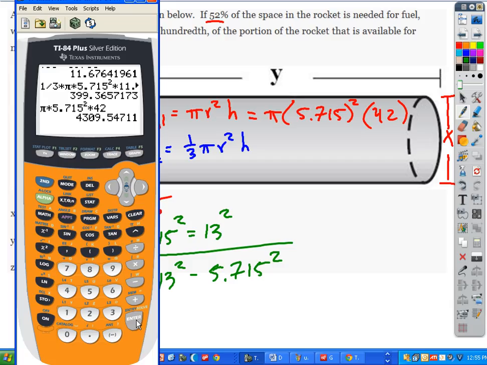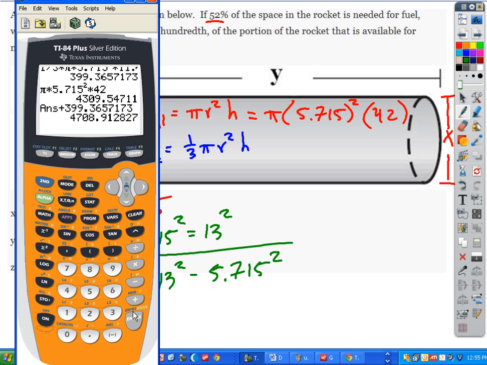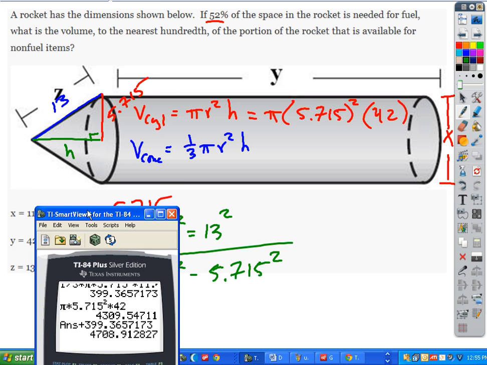But there's one other little part of this now. It tells us that 52% of the space in the rocket is needed for fuel. What is the volume to the nearest hundredth of the portion of the rocket that is available for non-fuel items, for everything else besides the fuel? What's going to be the percentage of the rocket that we can use for non-fuel? 48, right? 100 minus 52.